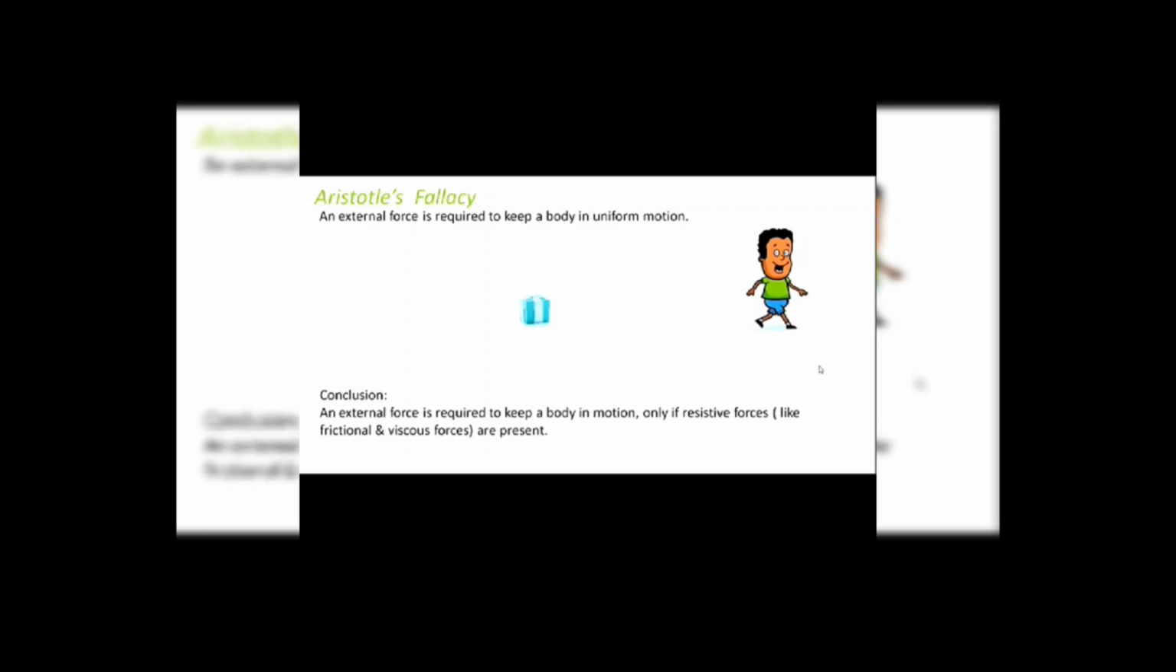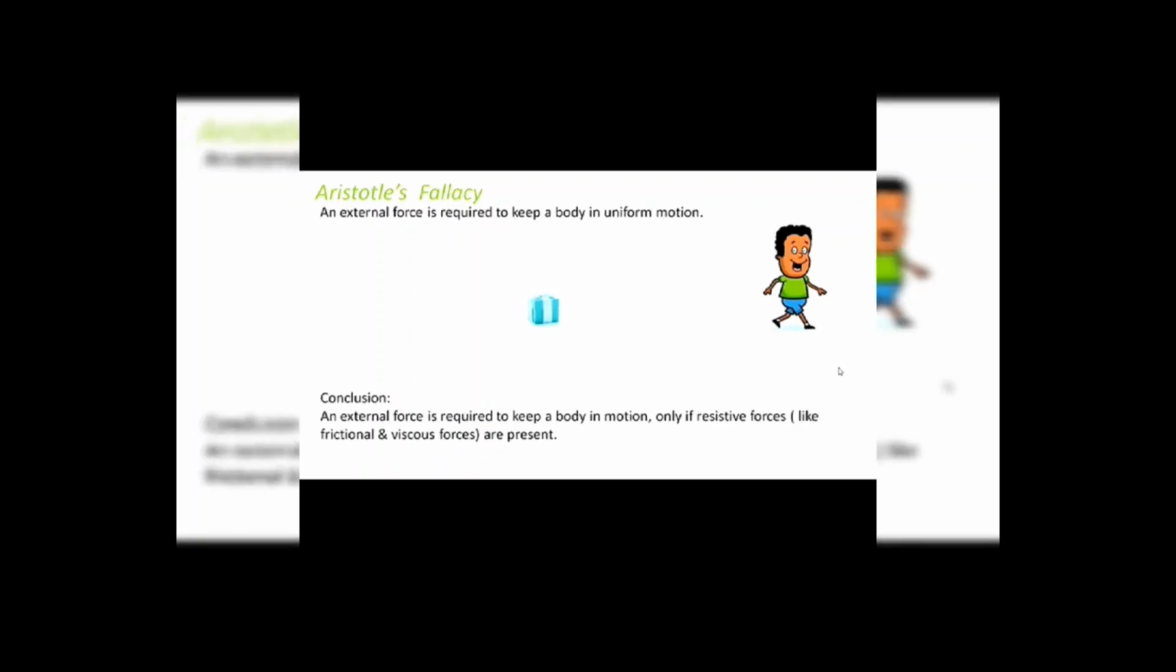So the conclusion was that an external force is definitely required to keep a body in motion, but that is true only if resistive forces like frictional forces and viscous forces are present. That means only when resistive forces are present do you need an external force to keep a body in motion.